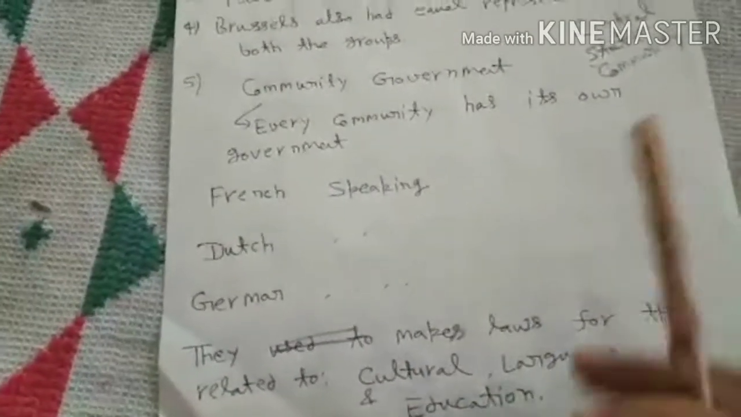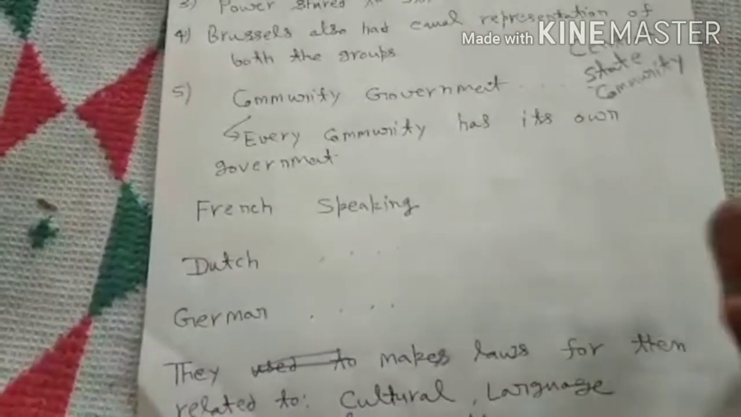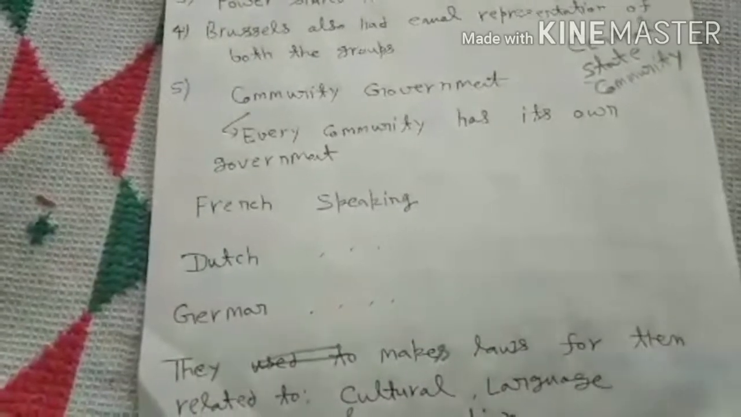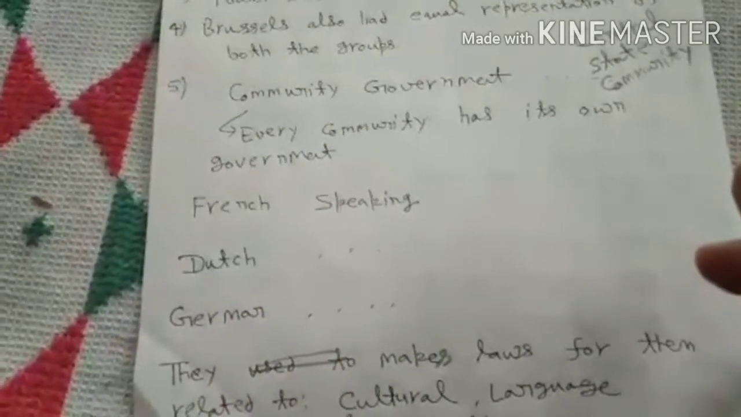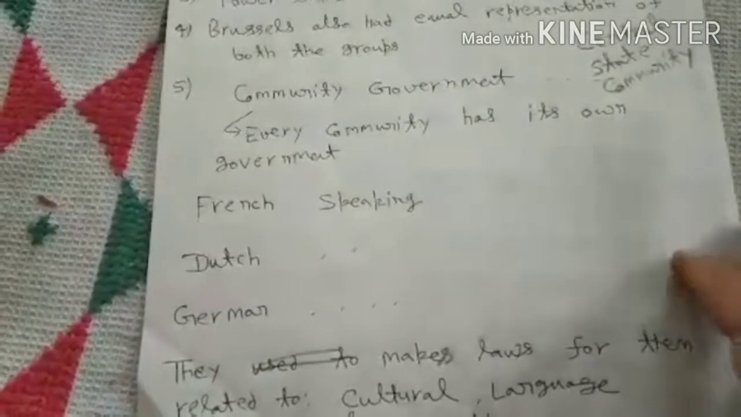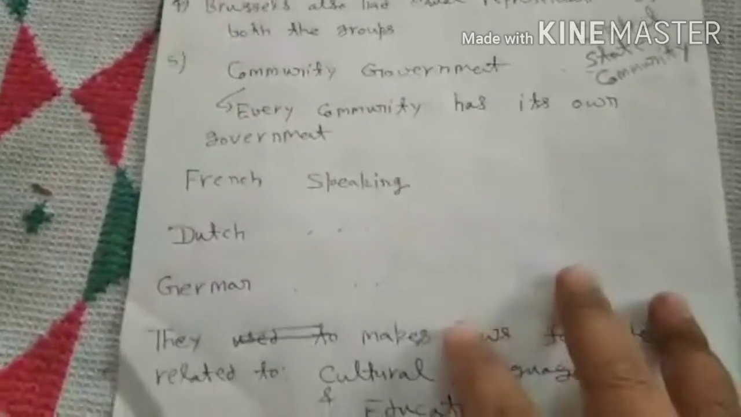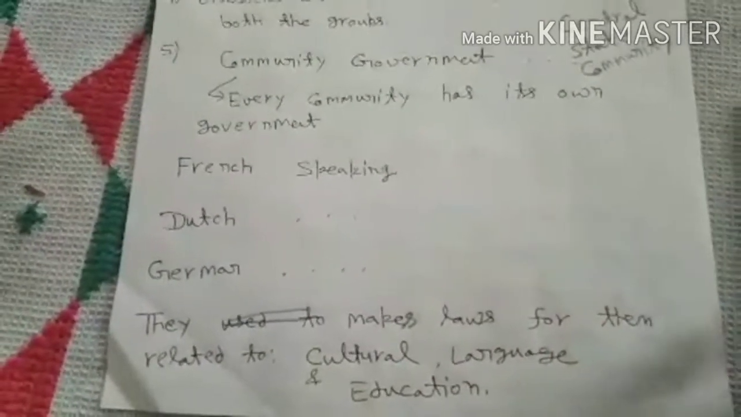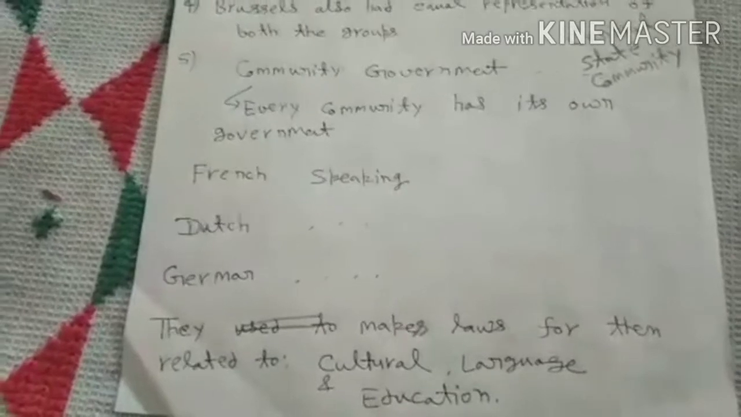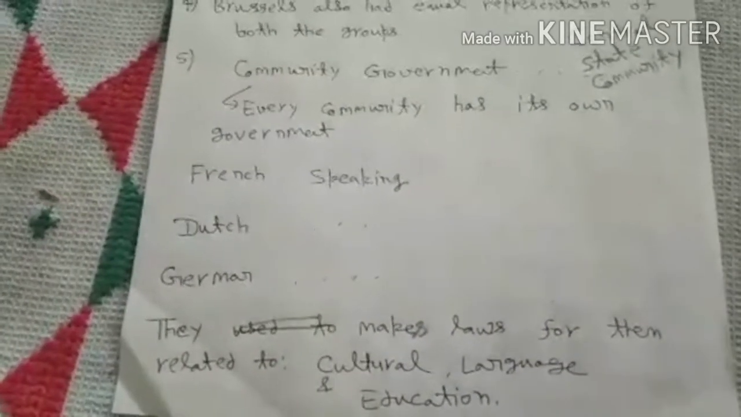By passing these laws and dividing the government into 3 parts, Belgium has shared its power equally in the country, and because of these laws, the Belgian people are happy. Okay, that's the topic of Belgium.